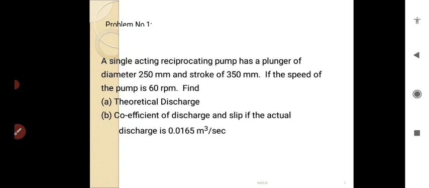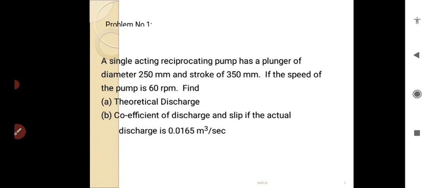Now let us solve the first problem. A single acting reciprocating pump has a plunger diameter of 250 mm and stroke of 350 mm. If the speed of the pump is 60 rpm, find A, theoretical discharge, and second, coefficient of discharge and slip, if the actual discharge is 0.0165 meter cube per second.